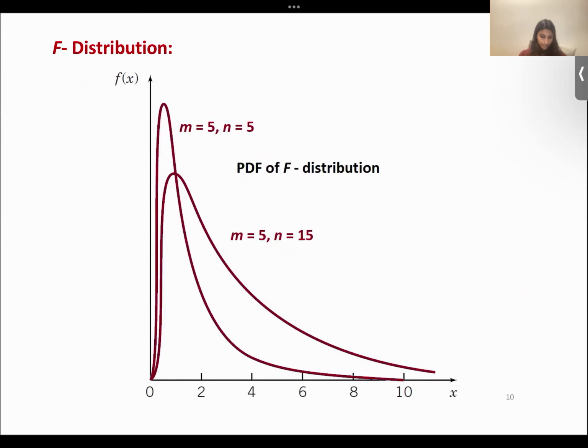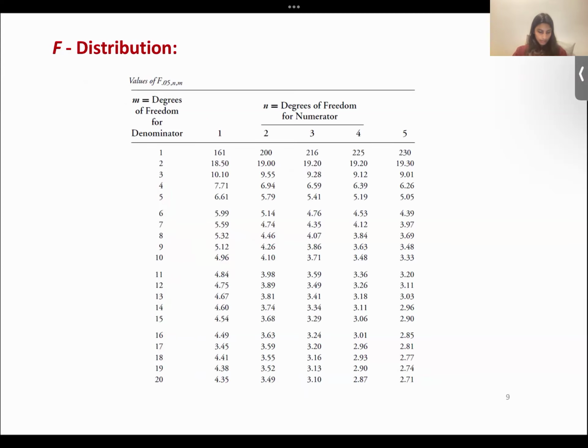With fewer degrees of freedom, the peak is more towards the left. And as you increase your degrees of freedom, it just keeps getting skewed to the right. And again, this is the table. Here, this is for M and this is N degrees of freedom, and you'll have the area.